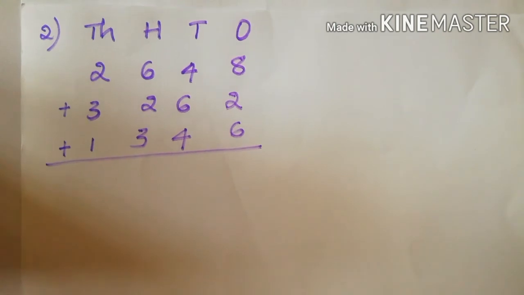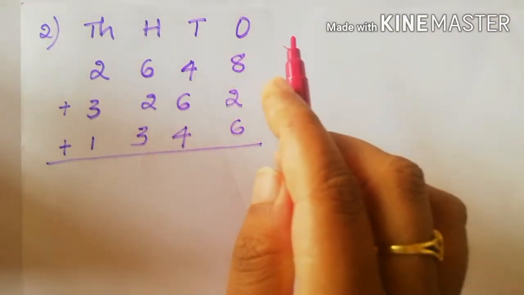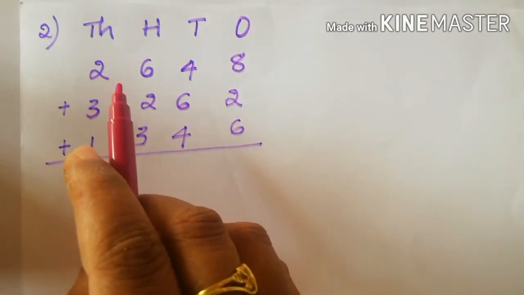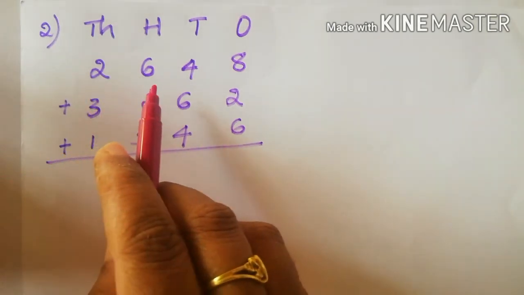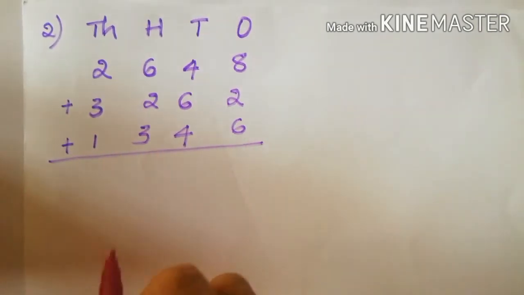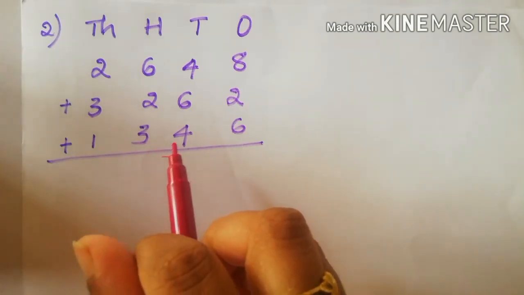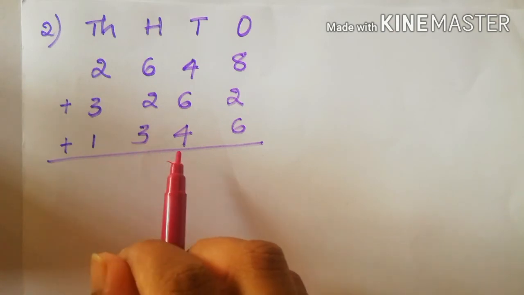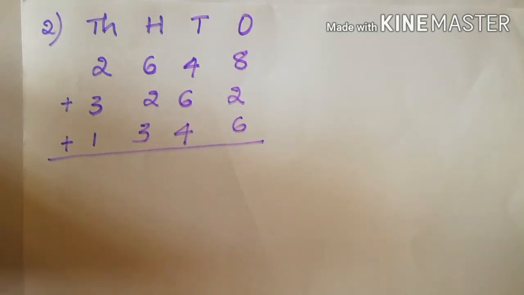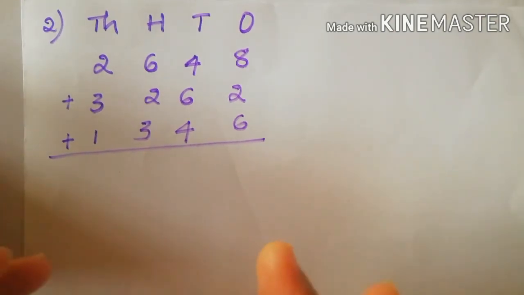Thousands, hundreds, tens and ones. They have given 3 numbers. The first one is 2648, then 3262, and then 1346. Now we have to add these 3 numbers. Again, we have to follow the same steps which we followed in the previous sum.